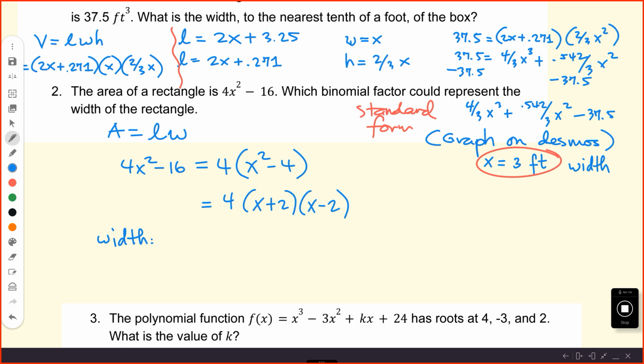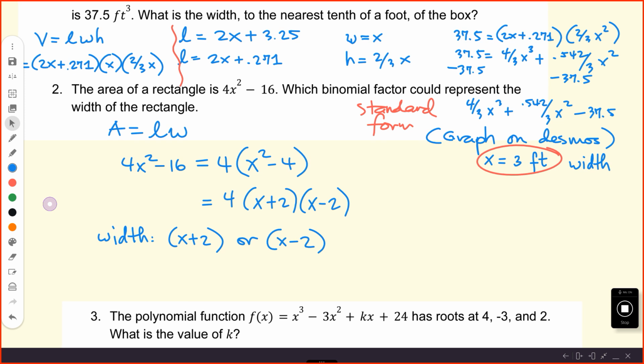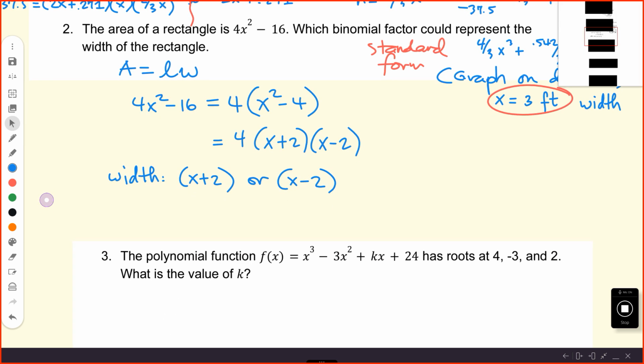Okay? Some of these problems have options, so you can look at the options. Right, so it's either x plus 2, that's the representation of the width, or it can be x minus 2. Okay, but if you're given one of the dimensions, which is the length, then you can just select the other one as your width. Okay? All right, any question with number 2?